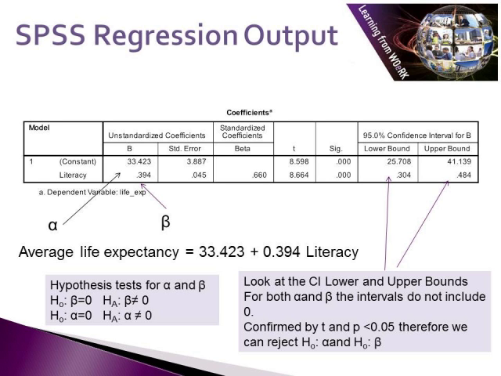Now, for our hypothesis testing for alpha and beta, our null hypothesis is that either beta equals 0 or alpha equals 0, and the alternative is beta does not equal 0 and alpha does not equal 0.